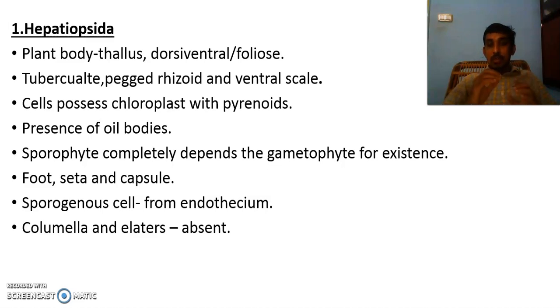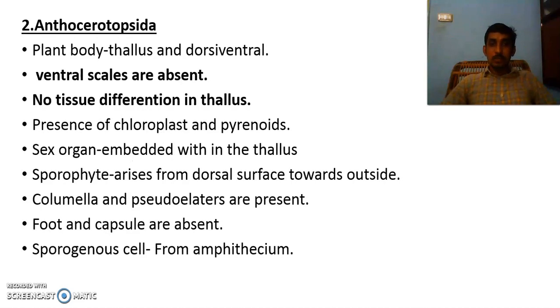And columella and elaters are absent in the case of Hepaticopsida. When we analyze the structure of the sporophyte, we cannot see the columella and elaters in Hepaticopsida. That is why columella and elaters are absent in the sporophyte of Hepaticopsida. So this is the main point related to Hepaticopsida.